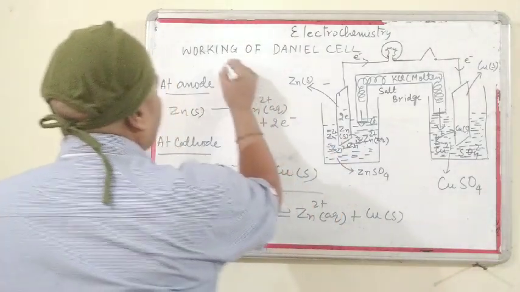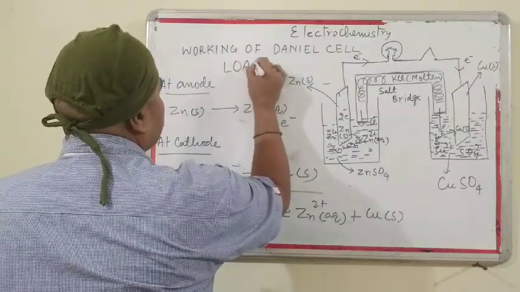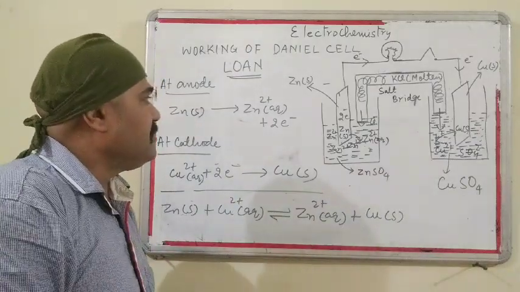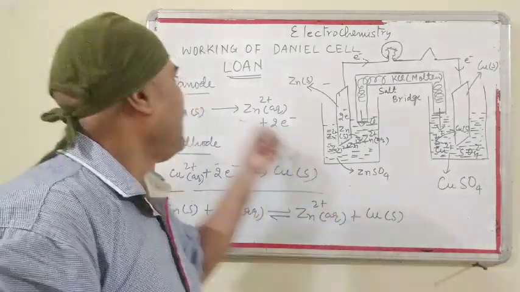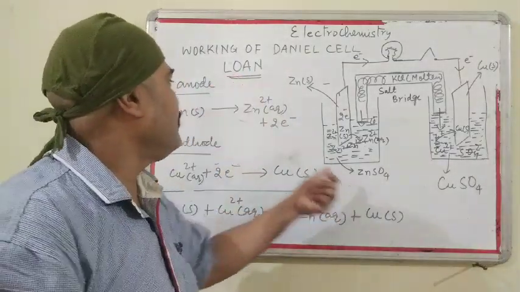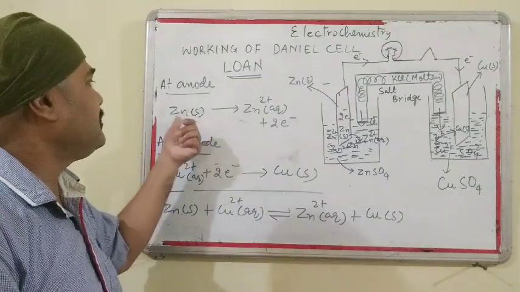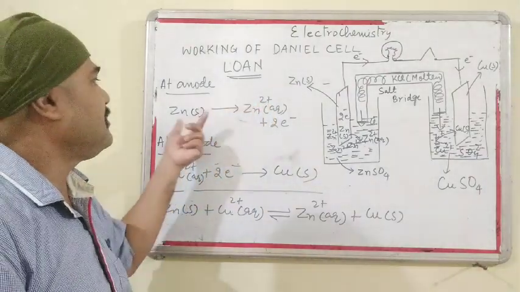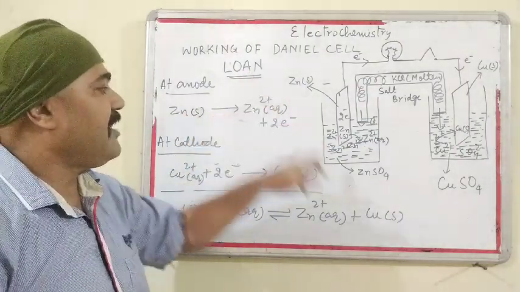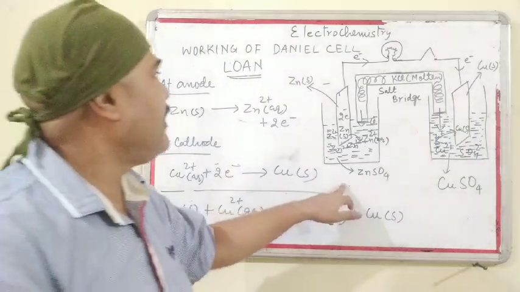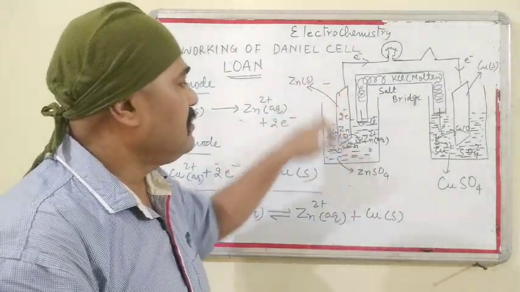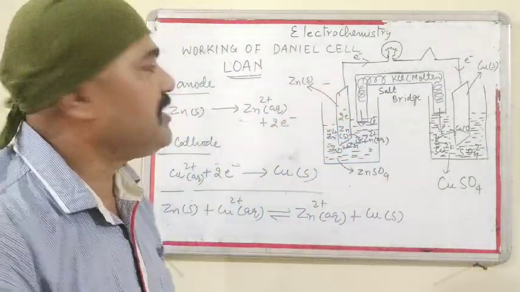Now to learn, a very small trick can be used. We can use the word LOAN, L-O-A-N. This word will tell us what happens in which section. L stands for left. O is for oxidation, meaning oxidation is taking place here: zinc's oxidation state increases from 0 to +2. A is for anode, meaning the left section is known as the anode, and N is for negative, meaning this terminal is the negative terminal.